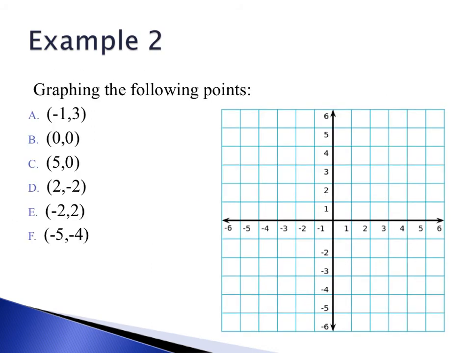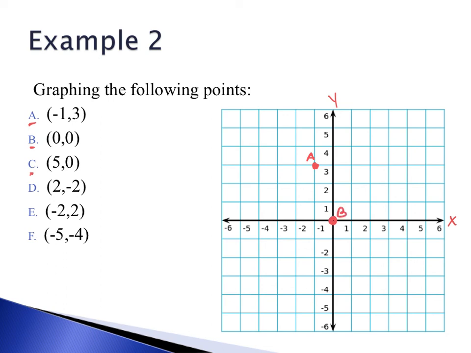For example 2, it says graph the following points. I have the coordinate point -1, 3. So I'm going to start out by labeling my x and y. And I'm going to go -1, which is to the left 1, and 3 up in the positive direction. Now, these are labeled. If you notice, I have A, B, C, and so on. I am going to put a label of point A above this, just so I know which point this is. Point B is 0, 0. So that would be right here at the origin, and that's point B.